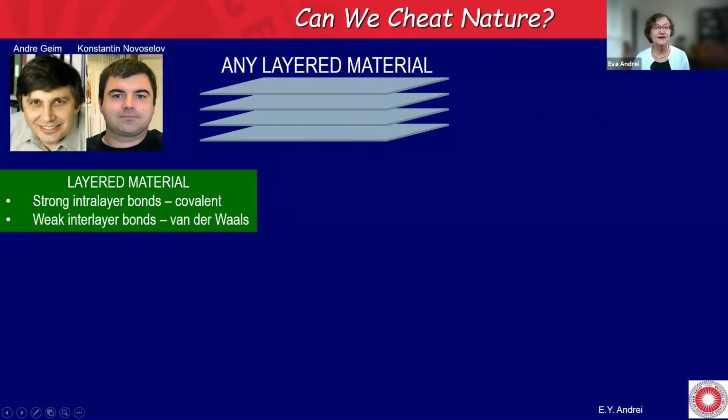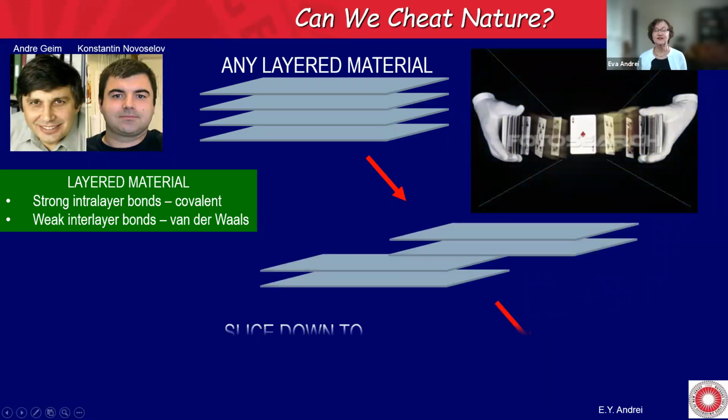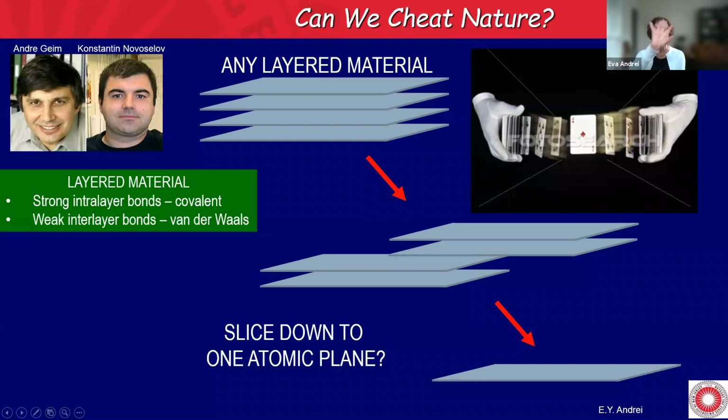So this is when Kostya, Eva Andrei, and I were sitting around thinking, okay, but we do have layered materials. We have these van der Waals materials that are strongly bonded in plane. They have covalent bonds in plane, and van der Waals bonding in between the planes. And we know that we can exfoliate them. So the idea is to think like a conjurer's deck of cards: take your deck of cards and pull out a single card, and that will be your two-dimensional atomic plane.